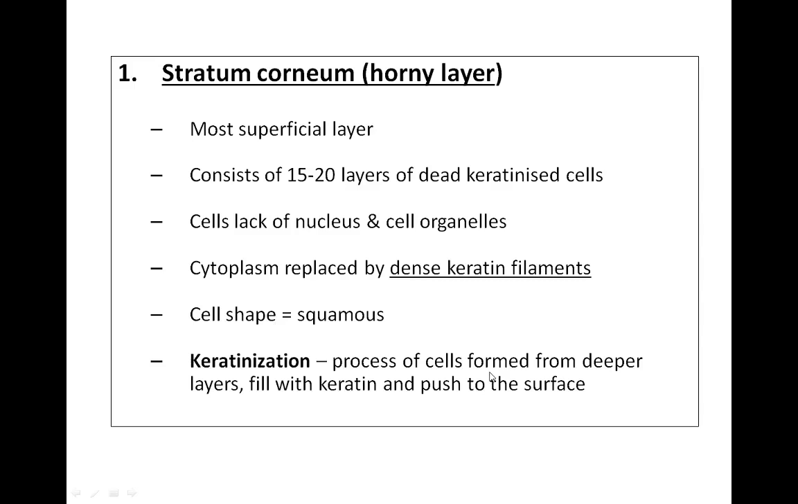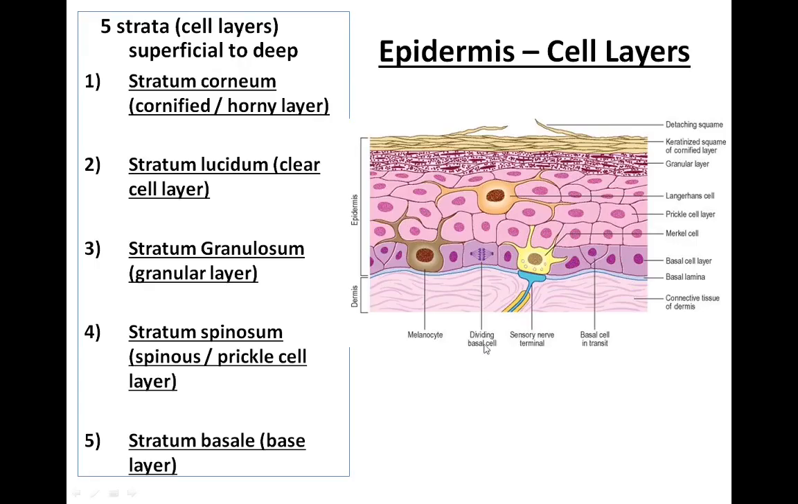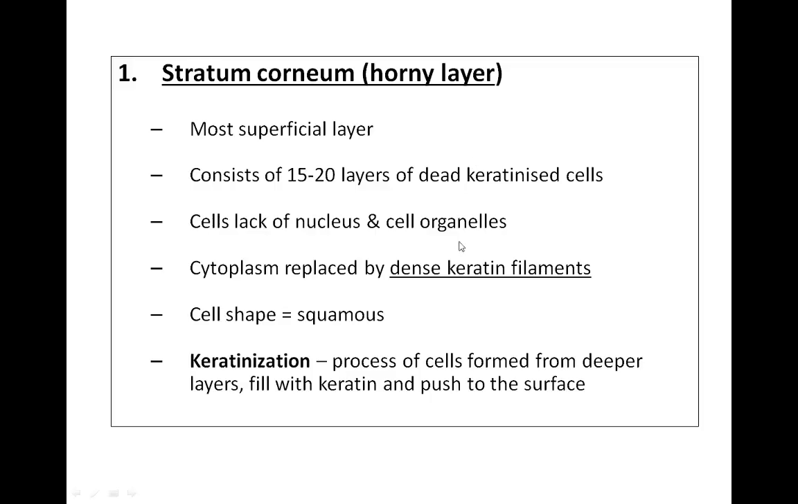Keratinization is a process in which cells formed in the deeper layers are filled with keratin and pushed to the surface. Suppose here one stem cell divides, gives a new cell, it goes up, then it goes up, and gradually they become keratinized. These cells gradually become dead, and ultimately they reach the top or superficial layer, and they become keratin. Why is it called keratin? Because your cytoplasm is replaced by keratin filament.